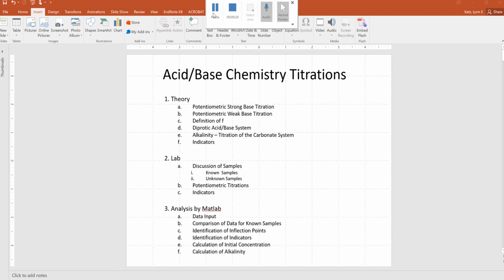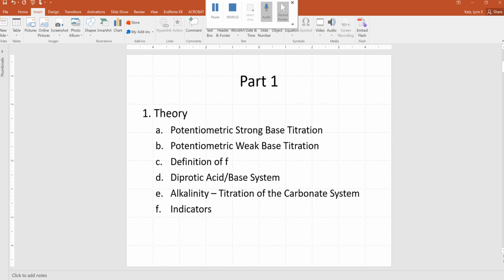The first video will focus predominantly on the theory, where we will cover potentiometric strong base and weak base titrations using hydrochloric acid as a strong acid titrant. We'll define a term called F. Then we'll move to the diprotic acid-base system, where we'll focus on the carbonate system and the concept of alkalinity and how it examines the titration of the carbonate system. And then finally, we'll look at some indicators.